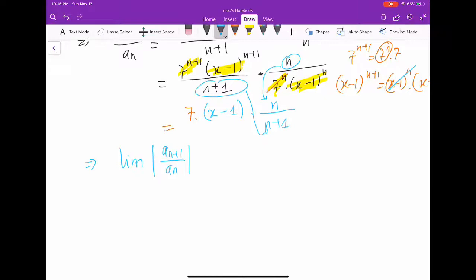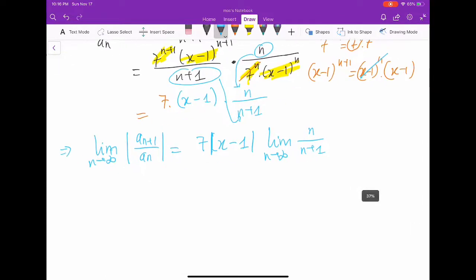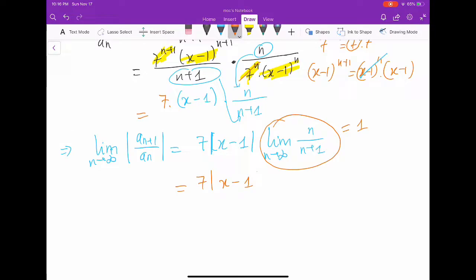When n approaches infinity, that is 7 times the absolute value of x minus 1, because that is just a number. We can take that out of the limit, okay? And here I have the limit of n over n plus 1. We know this limit is just 1, right? Because on the top you have n, in the bottom you have n plus 1. So this limit is equal to 7 times the absolute value of x minus 1.